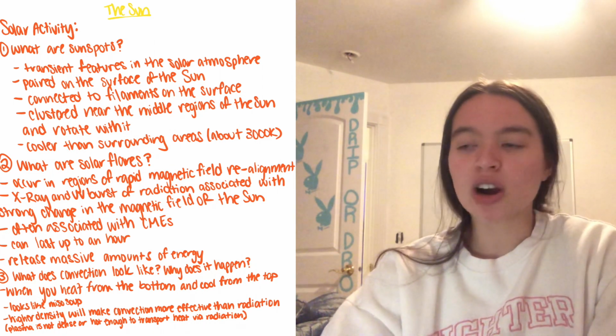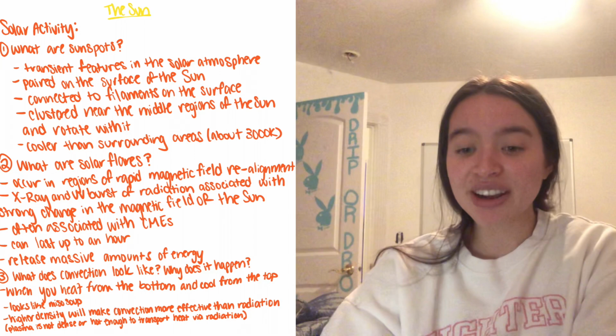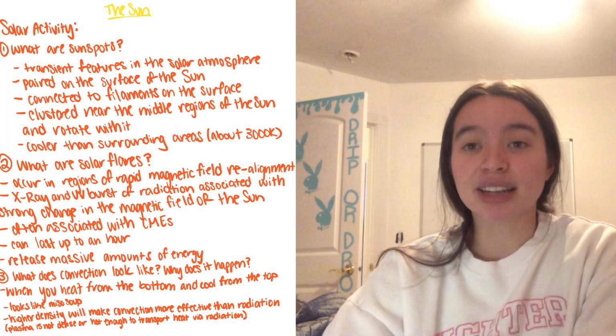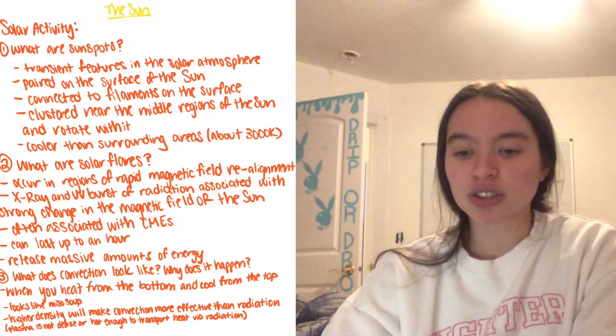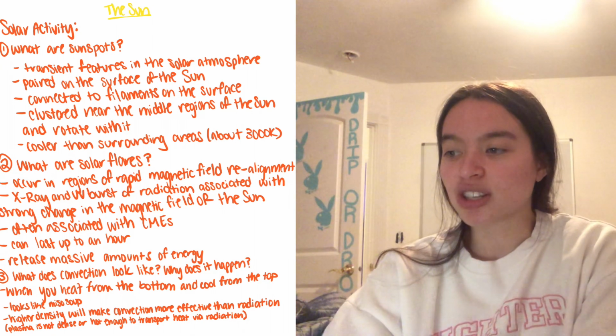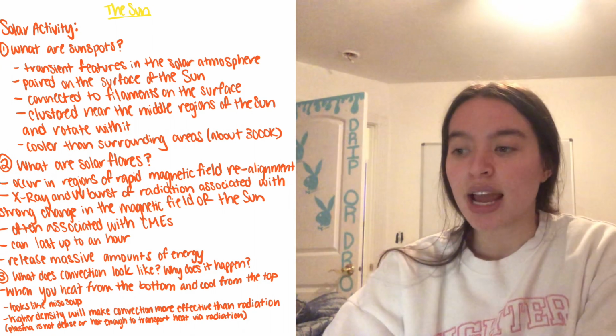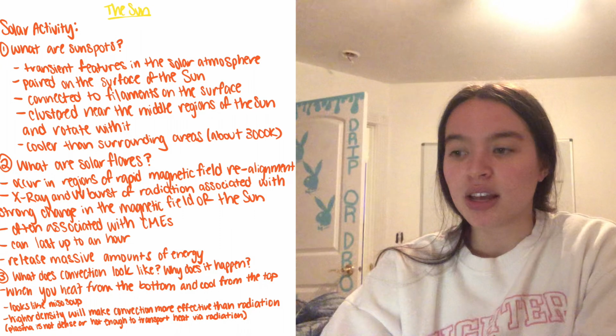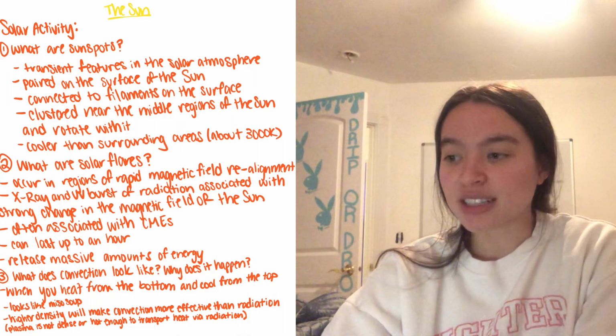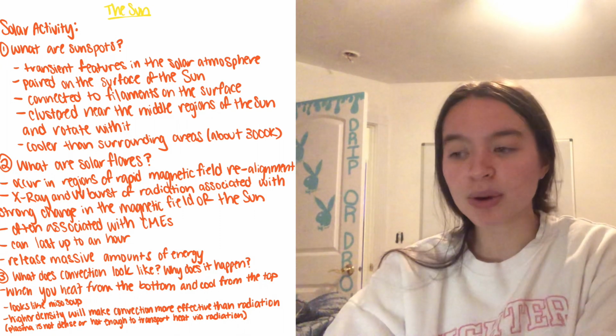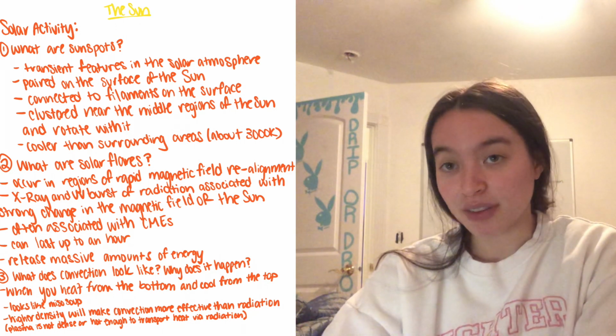Next question, what are solar flares? They occur in regions of rapid magnetic field realignment, X-ray and UV bursts of radiation associated with strong changes in the magnetic field of the sun. They're often associated with coronal mass ejections, and they can last up to an hour. They also release massive amounts of energy.